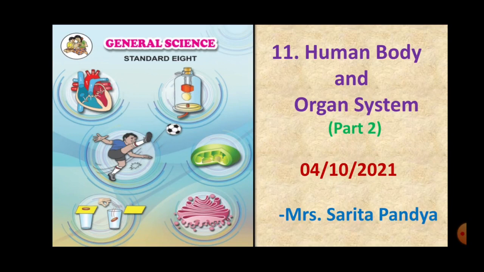Dear students, in the last video lecture, we had started with a new lesson, lesson number 11, Human Body and Organ System. And in the first video of this lesson, we had finished with the respiration process. Just to revise, respiration is internal and external, and the third type is cellular respiration. So these are the three types of respiration.